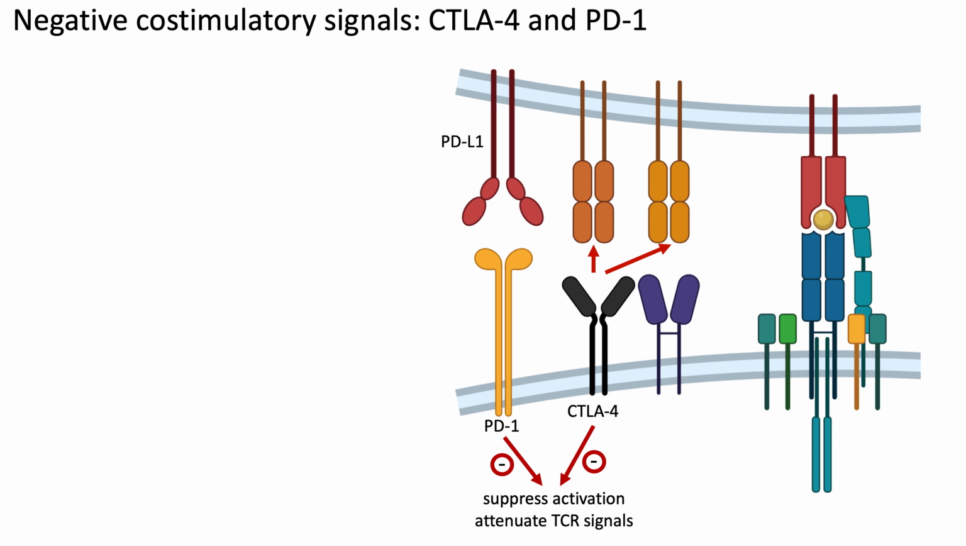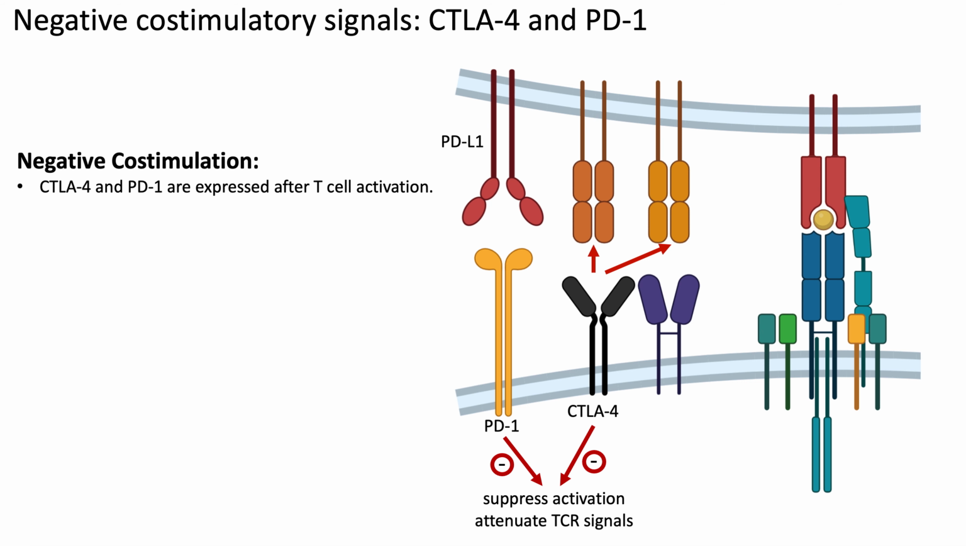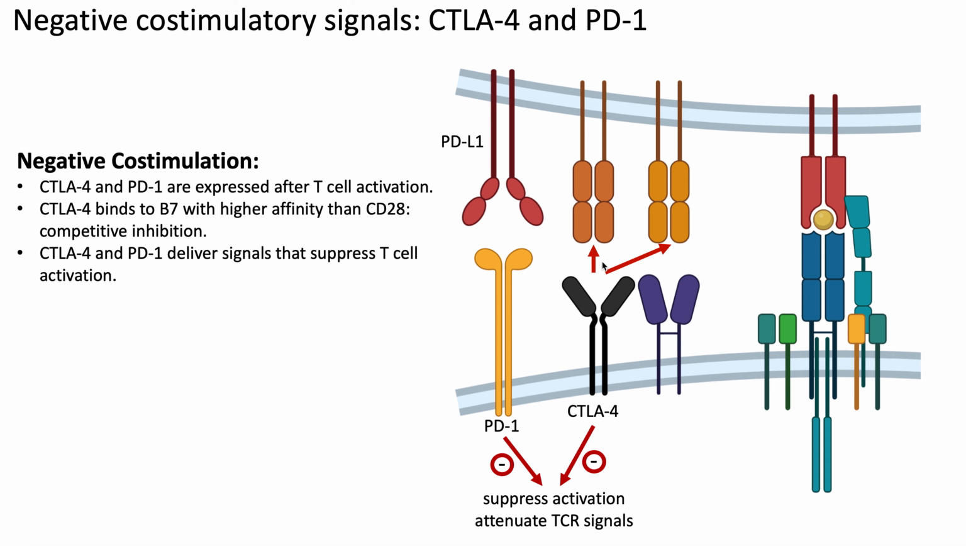Okay. Now, in addition to these co-stimulatory signals delivered by CD28, there are also negative co-stimulatory signals delivered by a pair of molecules, CTLA4 and PD-1. Both of these molecules are not expressed on naive T cells, but they are upregulated within a few days after T cells get activated. CTLA4 also binds to B7-1 and B7-2, but it competitively inhibits CD28 from binding to these molecules. And it does that because it has higher affinity actually for these molecules than CD28 does itself.